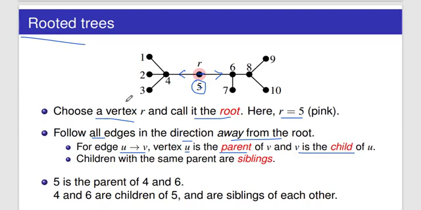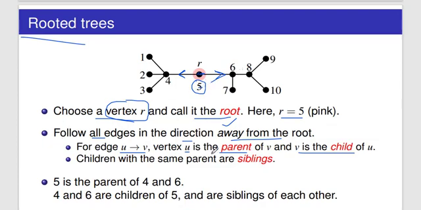First of all we have to choose a vertex as the root, then we can draw the arrows. We can choose any one root from any tree. Then we can make the arrows and find the parents and children. So 5 is the parent of 4 and 4 is the child of 5. Also 5 is a parent of 6 and 6 is the child of 5.